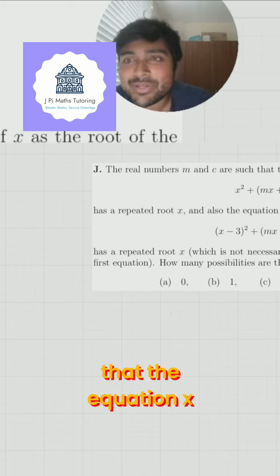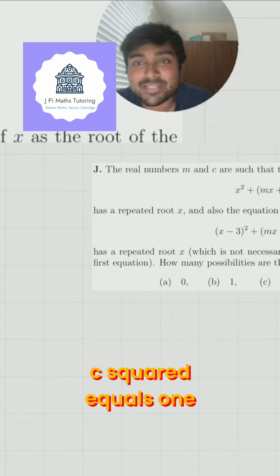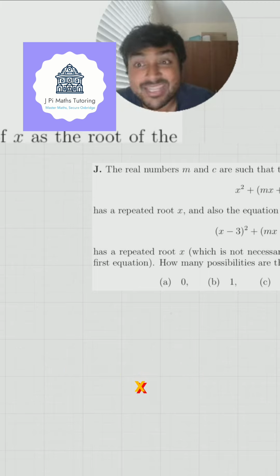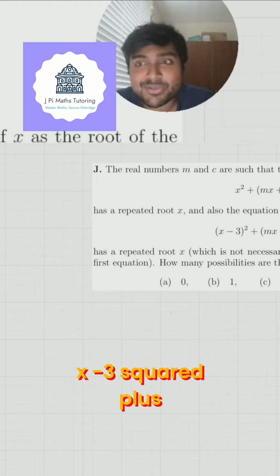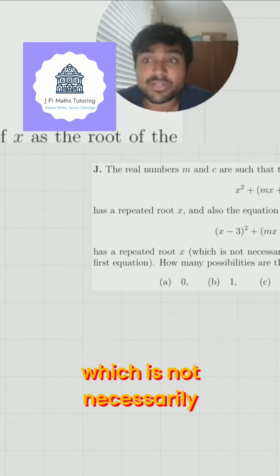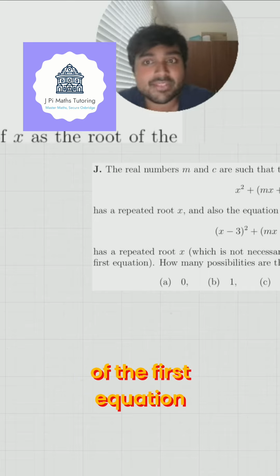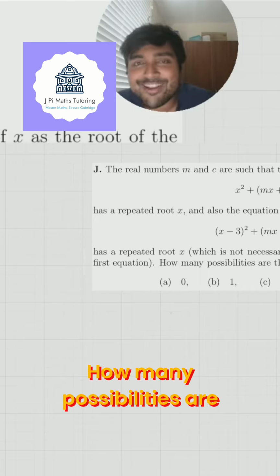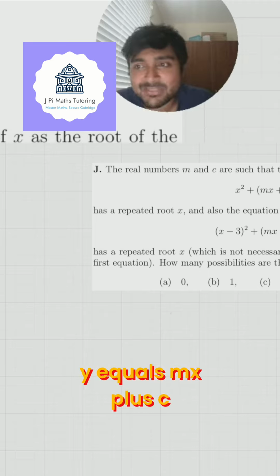Plus m and c are such that the equation x squared plus (mx plus c) squared equals 1 has a repeated root x, and also the equation (x minus 3) squared plus (mx plus c minus 1) squared equals 1 has a repeated root x, which is not necessarily the same value of x as the root of the first equation. How many possibilities are there for the line y equals mx plus c?